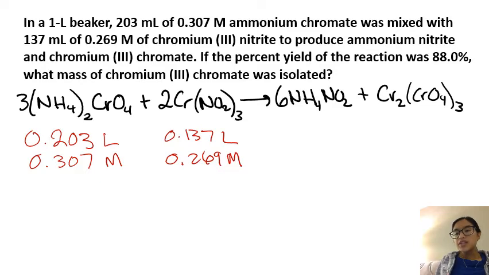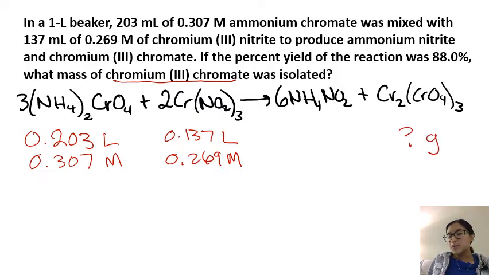If the percent yield of the reaction is 88%, what mass of chromium-3 chromate was isolated? So we've got this whole percent yield thing, which we'll take care of a little bit later, but basically what they're looking for is the mass of chromium-3 chromate. That's what we're trying to get to. So this in grams. I like to also label the unit if I can, because that'll remind me to not miss points by leaving out a conversion.